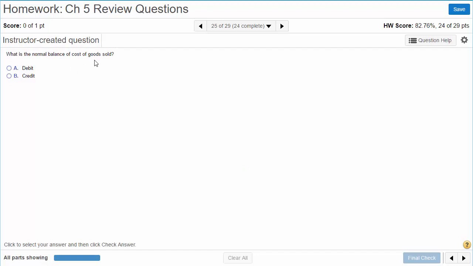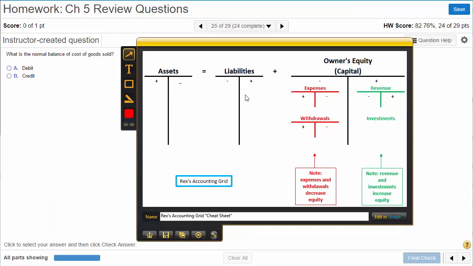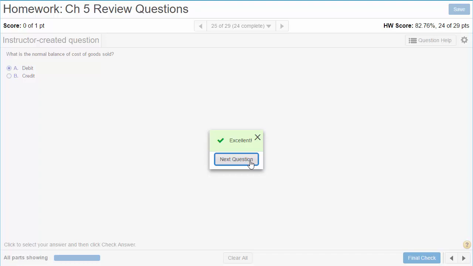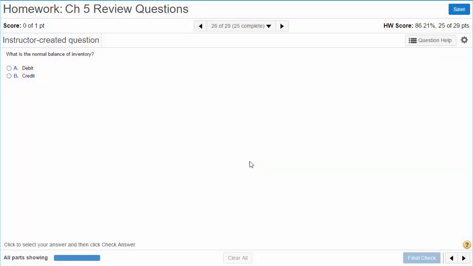What's the normal balance of COGS? Remember, normal balance is just another way to say what's the increase side. So that's a debit. So we're testing you to see if you know what normal balance means. A lot of students, before we did this, did not know what normal balance meant.